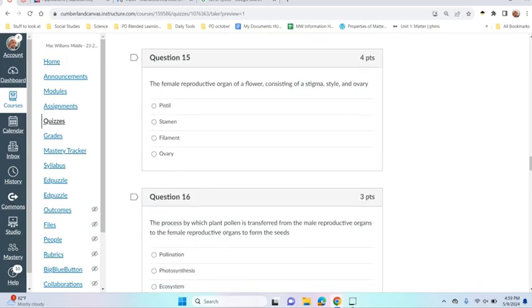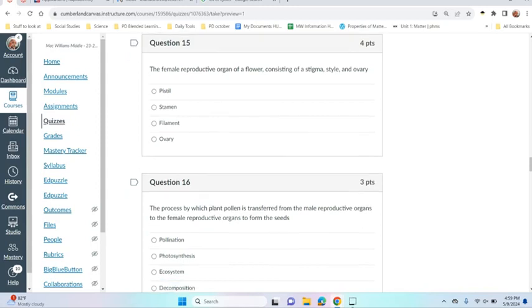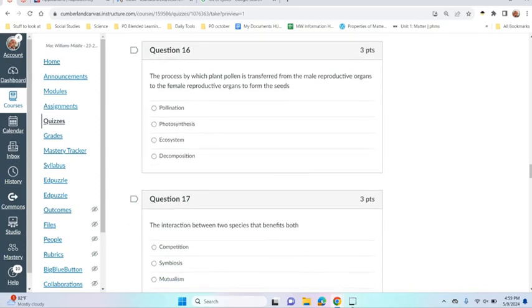Number 15. The female reproductive organ of a flower consisting of a stigma, style, and ovary. Is that the pistil, stamen, filament, or ovary? Number 16. The process by which plant pollen is transferred from the male reproductive organs to the female reproductive organs to form the seeds. Is that pollination, photosynthesis, ecosystem, or decomposition?